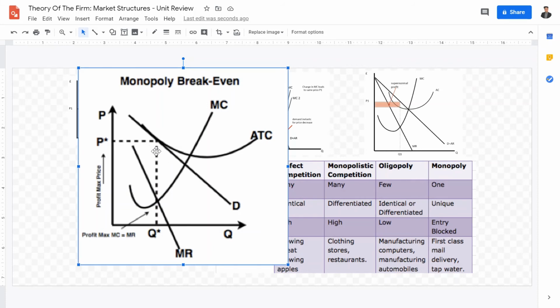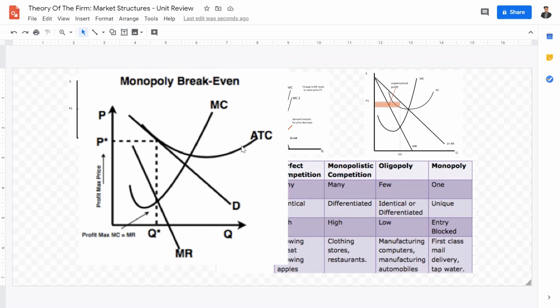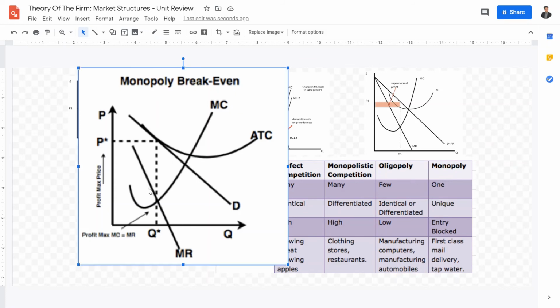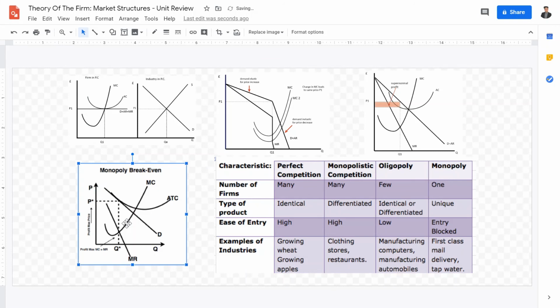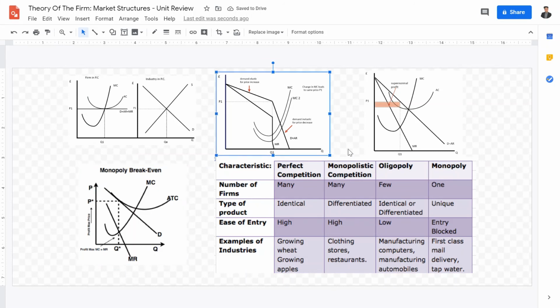Now, it's interesting to take note that the price at which marginal revenue intersects marginal cost, when connected to the demand curve, touches or is adjacent to the ATC, the average total cost curve. Therefore, the average total cost of operation is equal to the revenue of operation, causing them to have no long-term supernormal profits. So in this case, monopolistic competition is at a break-even point. A monopolistic competition is basically a monopoly that doesn't make supernormal profits.